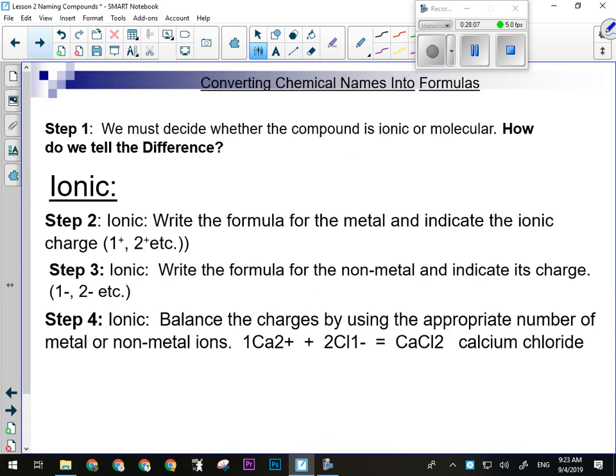So if we're converting chemical names into formulas, first thing we do is decide whether it's ionic or molecular. Because if it's ionic, we're going to use the drop and swap. If it's molecular, we just use the prefixes to tell us how many of everything there are. So writing the formulas for molecular compounds is really easy. You don't have to even think, you just have to know what the prefixes are. But for ionic compounds, the first thing we do is write the formula for the metal along with its charge. Then we write the nonmetal and its charge, and then we drop and swap, or swap and drop, whichever way. It works out the same either way you do it.